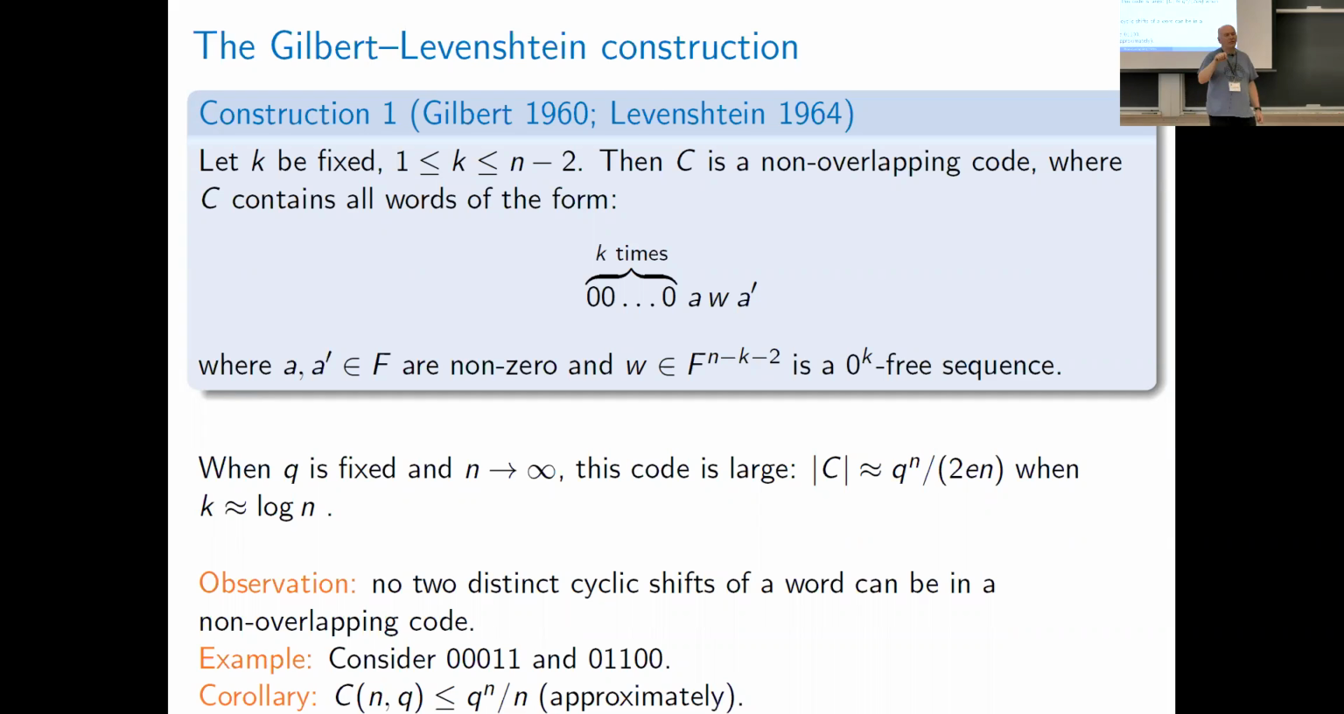So this says that non-overlapping codes can't be bigger than about q to the n over n. So that 1 over n really should be there. I guess the question then is, can we do better? Can we make it as close as 1 over n as a proportion?